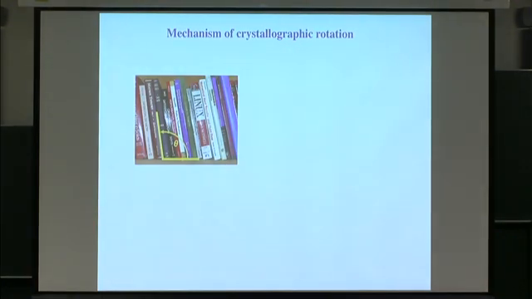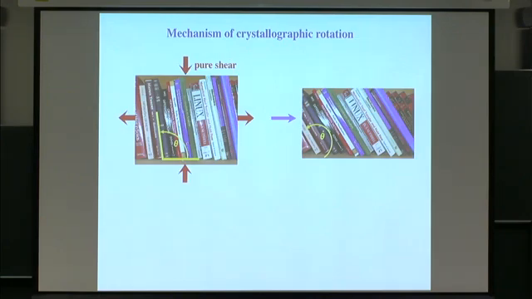So I wanted just to show you the mechanism of crystallographic rotation in a very simple experiment with books on a shelf. So imagine I have my books that are inclined to the shelf, and I want to deform that stack of books in pure shear. Well, obviously books can't deform in pure shear, they have to do something else. They can only deform by sliding along the interfaces between them.